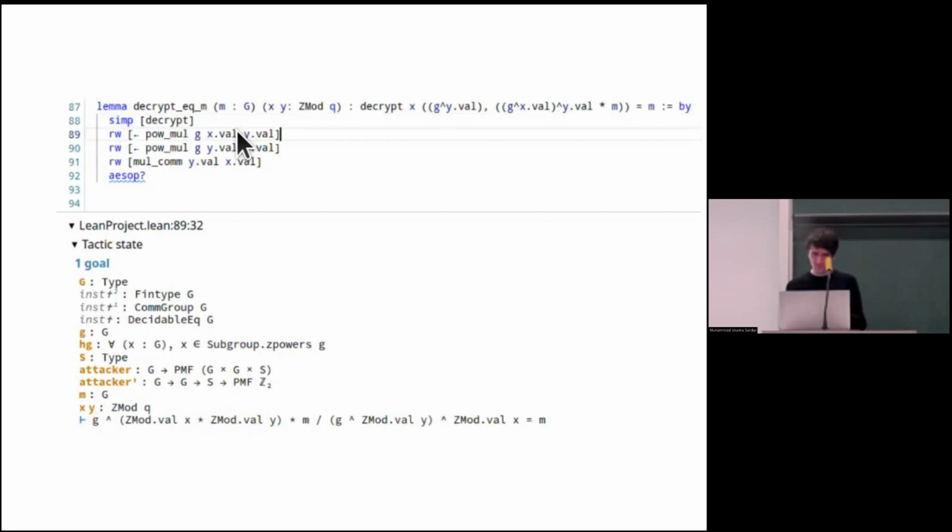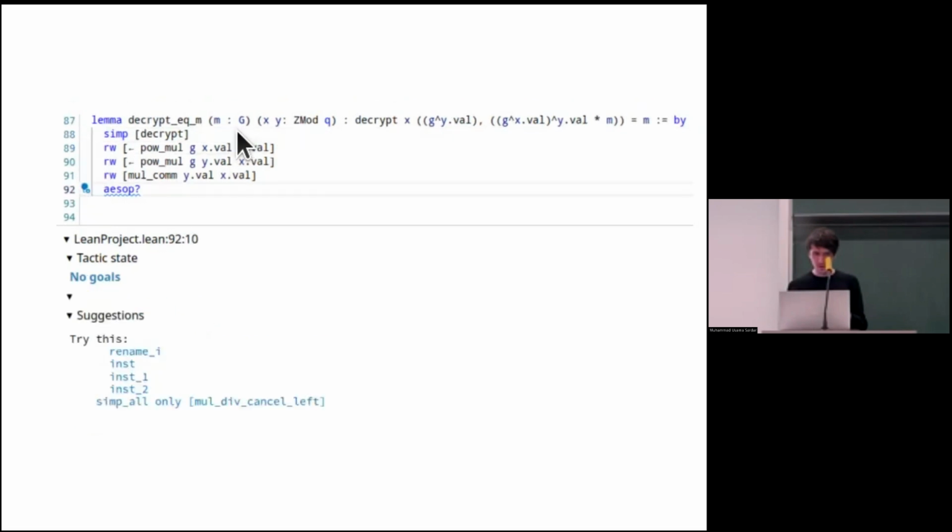There are also quite strong automation tools at this point. For instance, this tactic here, let's say, magically closes the proof, but it does generate a proof in the type theory in the end, because it's a formal proof that is generated.